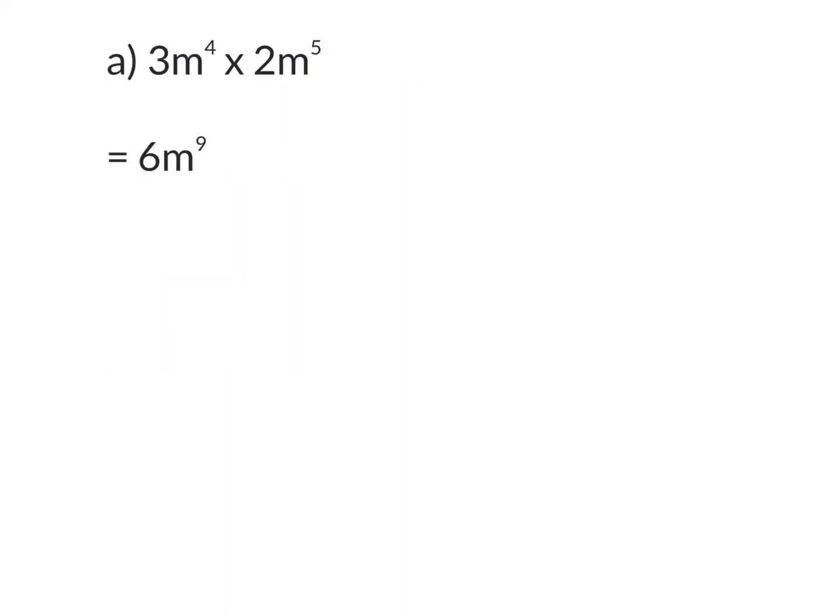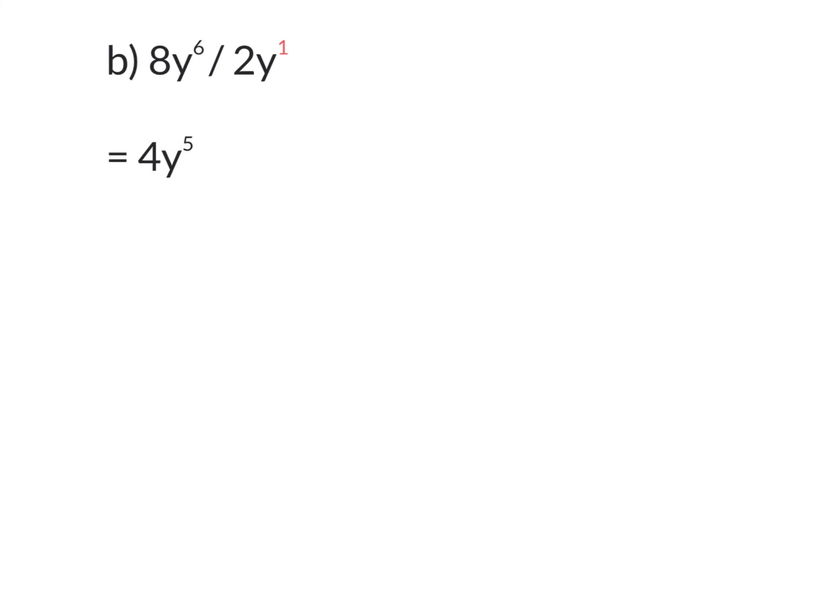So let's start with the first one. Firstly, you start with the whole numbers that are out the front, so 3 times 2 is 6. And then we use the law which said when I multiply, I add my indices. So 4 plus 5 gets me 9. And that gets me 6m to the power of 9.